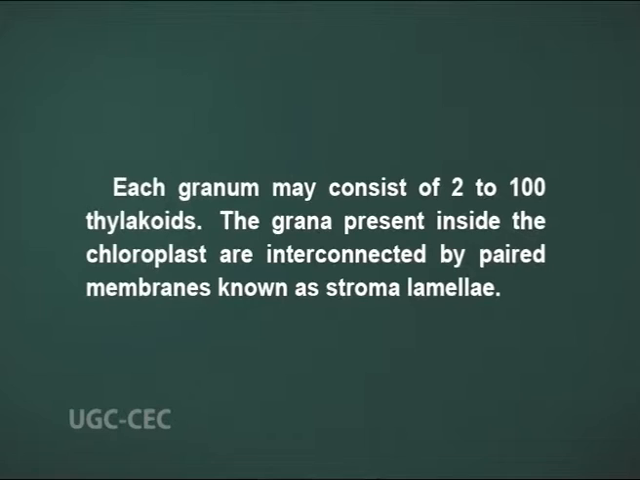Because of these infoldings, a typical leaf has 600 times its surface area of photosynthetic membranes for its cell layer containing chloroplast. Each granum may consist of 2 to 100 thylakoids. The grana present inside the chloroplast are interconnected by paired membranes known as stroma lamella.